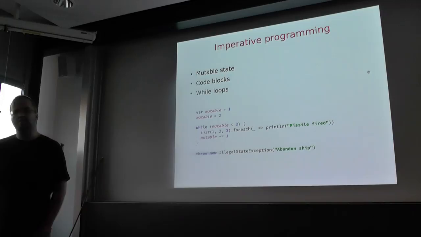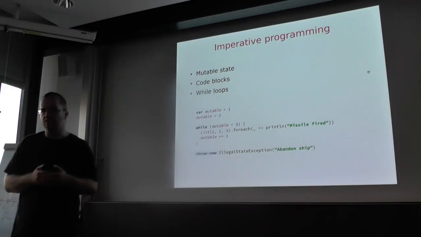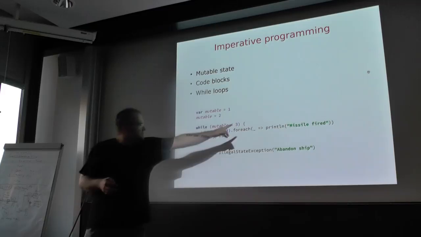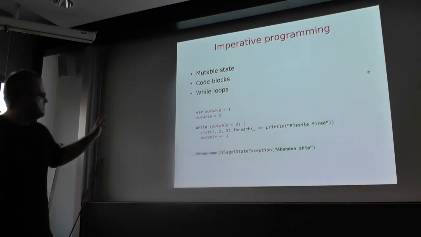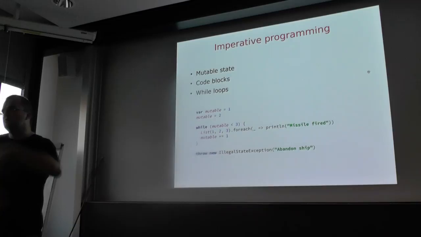Whether you think that's a good idea or not, you can do your while loops, you can have mutable state, you can have code blocks and all that, just like in any imperative language. You see here, there is a side effect, there is an exception being shown, and you can do all of that. You can mutate variables. So by default, all the variables are immutable?